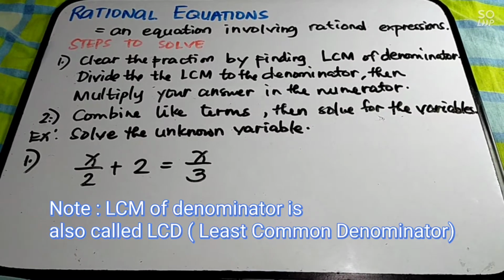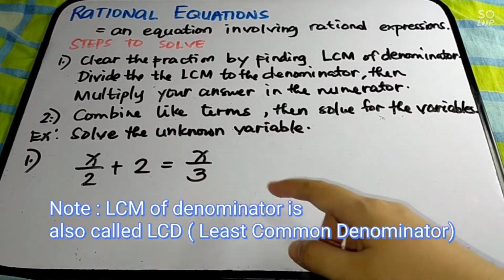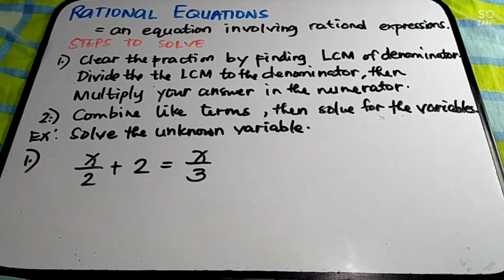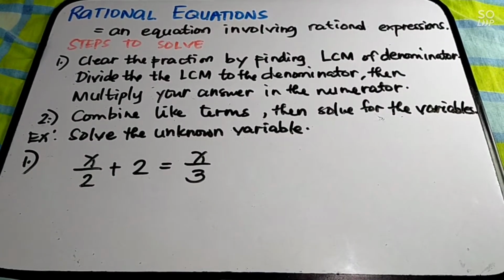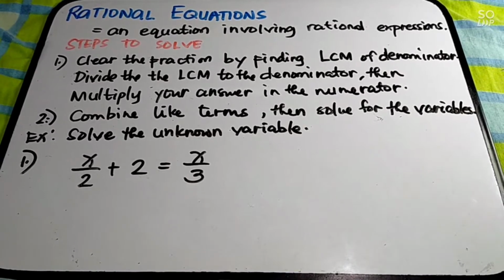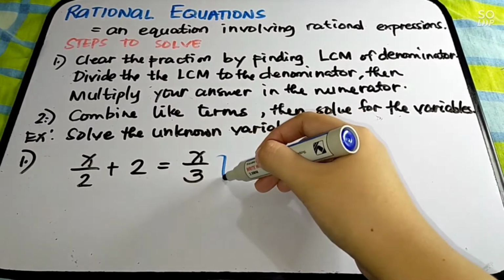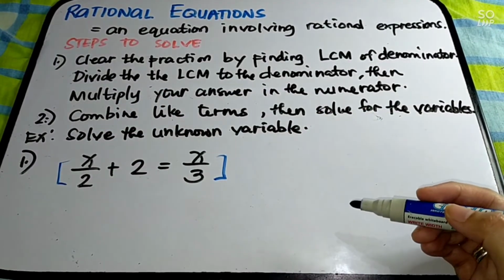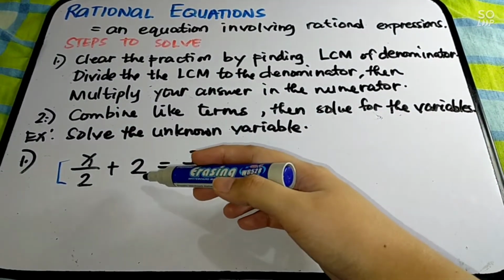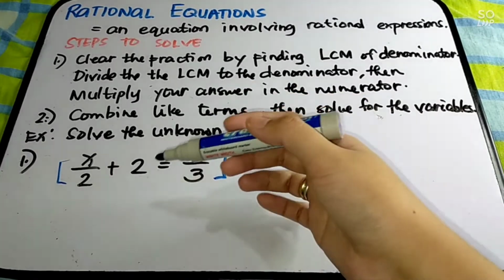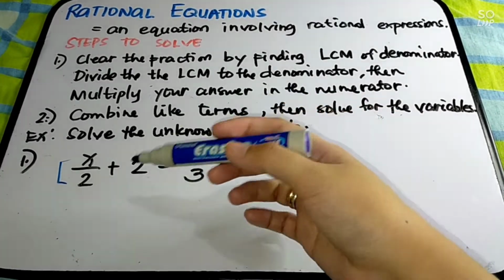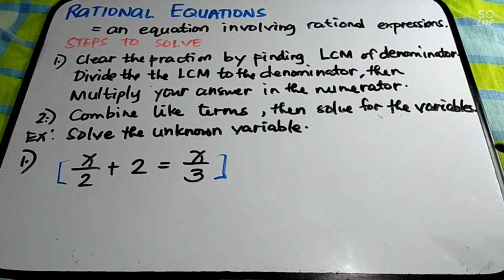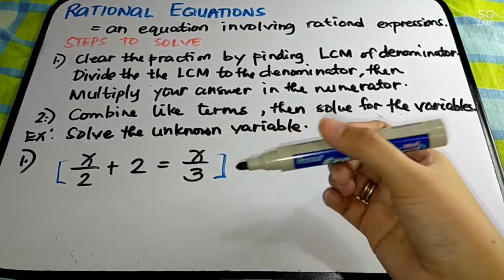Let us have number 1. We have here x over 2 plus 2 is equal to x over 3. So, we are going to solve for the unknown variable, which is x. For us to solve this one, we are going to find the LCM. Yung denominator lang naman yung titingnan mo. Si 2 is a whole number, therefore, ang kanyang denominator is 1. So, ang ating i-include lang is si 2 and 3.